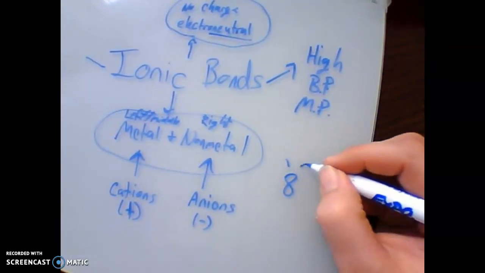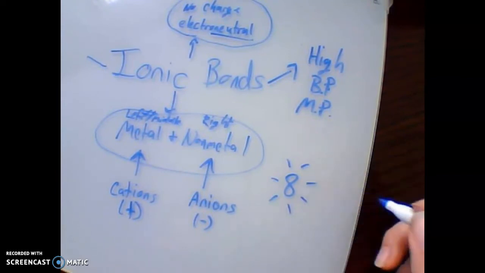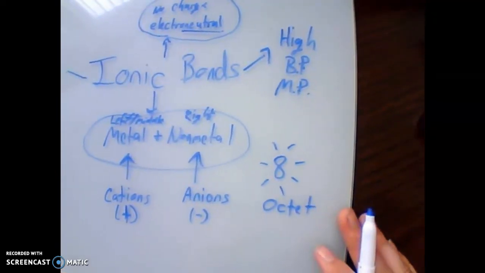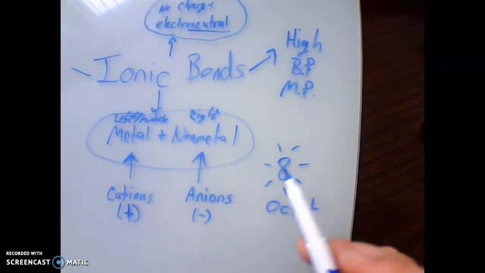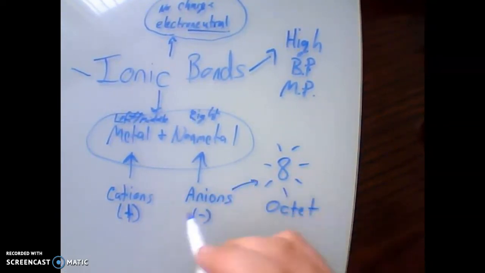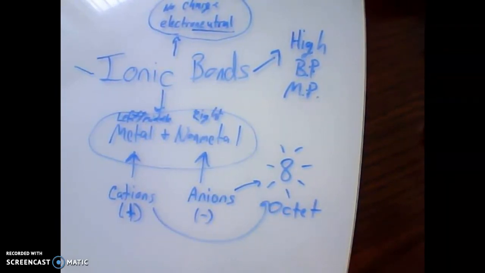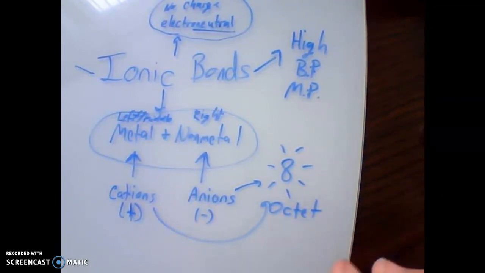That glorious octet, that is what they still want. There's no getting around it. So they want 8 in their outer shell. They will become anions to get to 8. They will become cations to get to 8 to complete that octet rule. Their goal is always to get that 8.